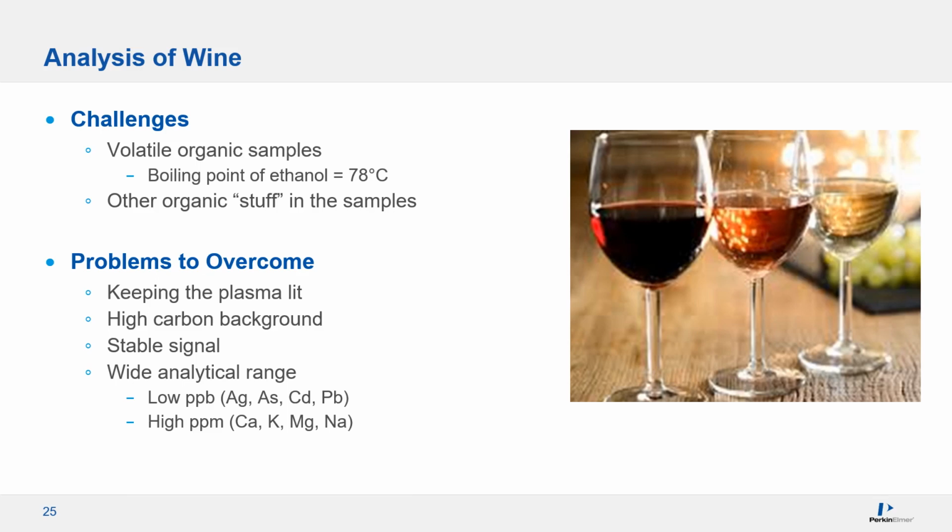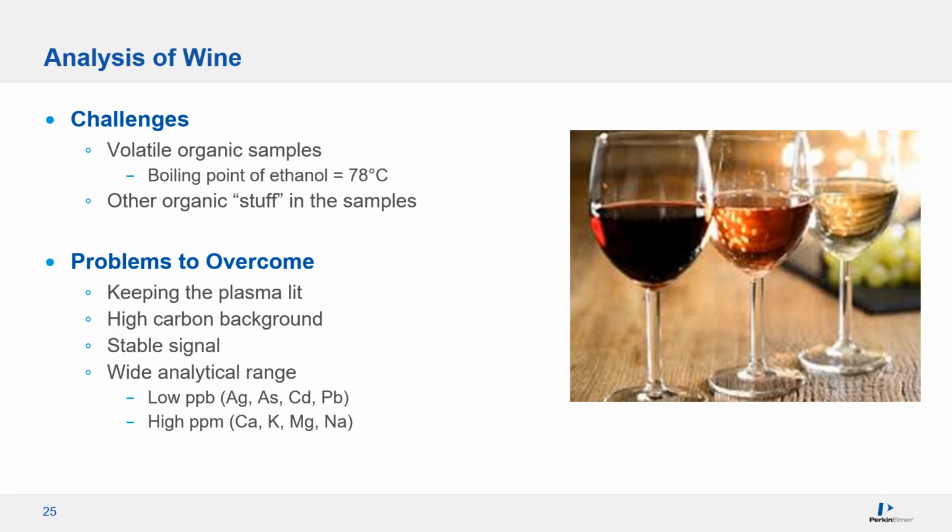In addition, there are other organic components in the wine samples from the grapes. And so some of the problems we have to overcome are keeping the plasma lit. We're going to have a high carbon background from all the ethanol and all the other organic components. We have to worry about keeping the signal very stable, again, because of volatile samples. They could cause plasma instability.